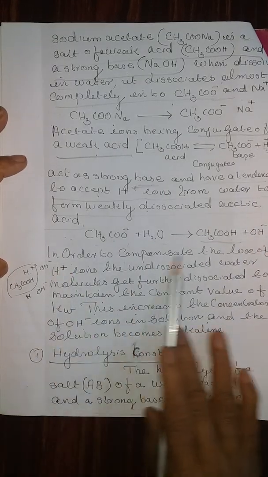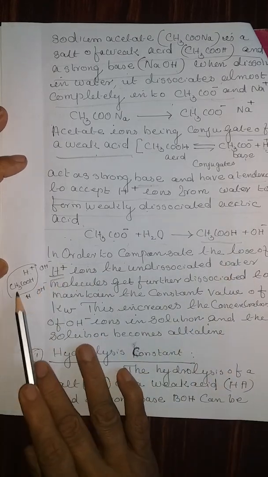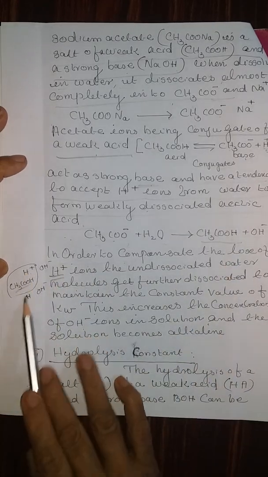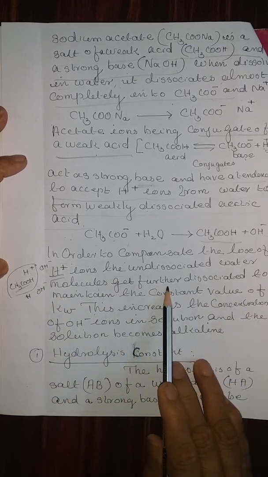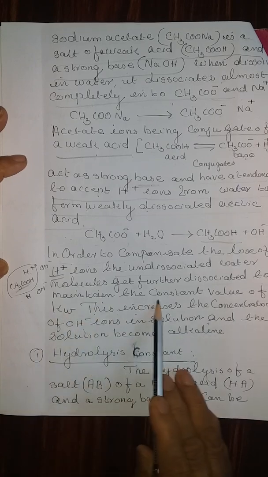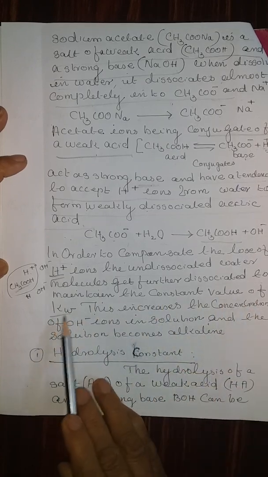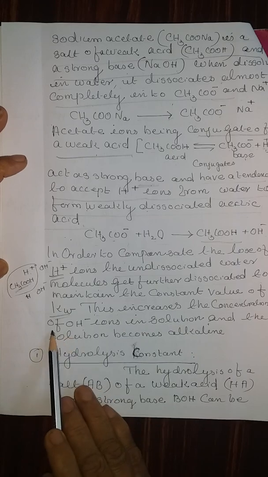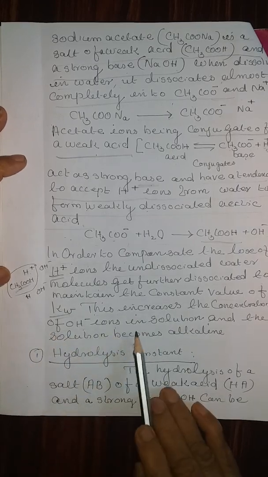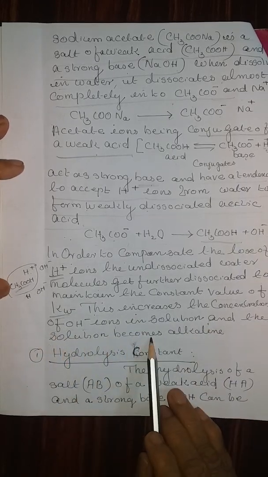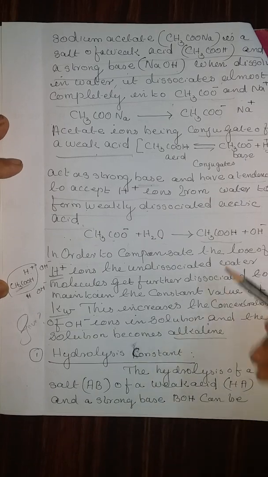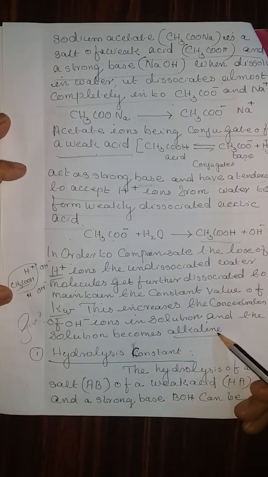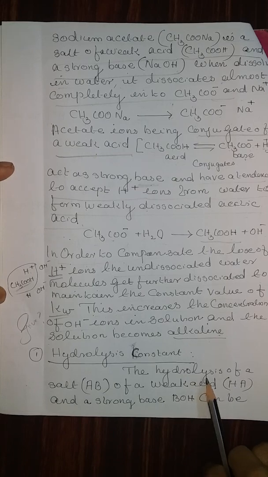Therefore, in order to compensate the loss of H+ ion, because acetic acid has taken away the H+ in the water, the undissociated water molecule gets further dissociated to maintain the constant value of Kw. This increases the concentration of OH- ions in solution and the solution becomes alkaline. Give reason question: the nature of why it is alkaline, you have to explain this. This is the reason.